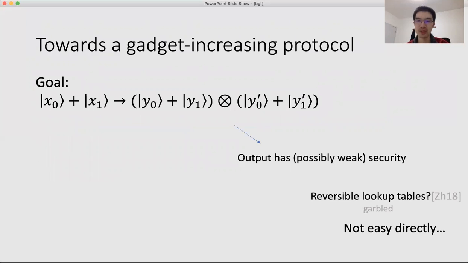So to design a gadget increasing protocol, let's consider the following problem. The goal is to generate 2 gadgets from 1 gadget. And the output gadget could have some possibly weak security. These are quantum mappings. And the idea is to use the reversible lookup tables given in this paper. But it's not easy to do that directly, because these reversible lookup tables require the input number to be at least equal to the output number.